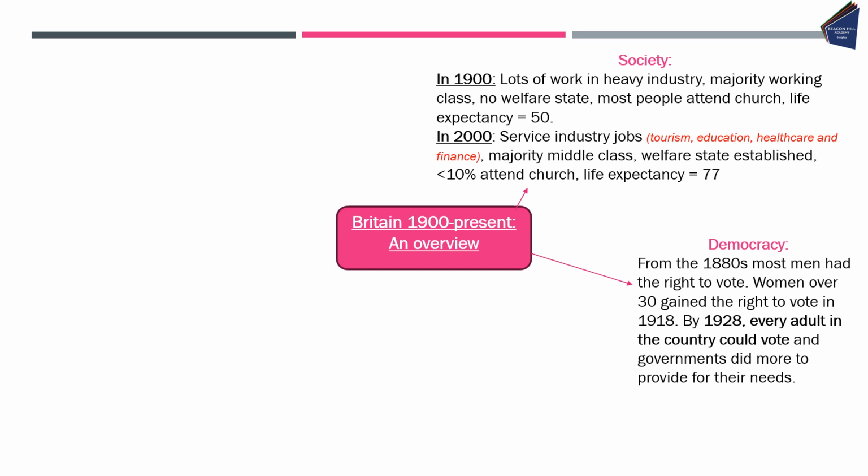In terms of democracy, from the 1880s, most men had the right to vote, but women over 30 didn't gain the right to vote until 1918. And it isn't until 1928 that every adult in the country could vote. And this means that everybody is able to have a say on how the country is run, which leads to the government having to do more to provide for the needs of the people that have voted for them.